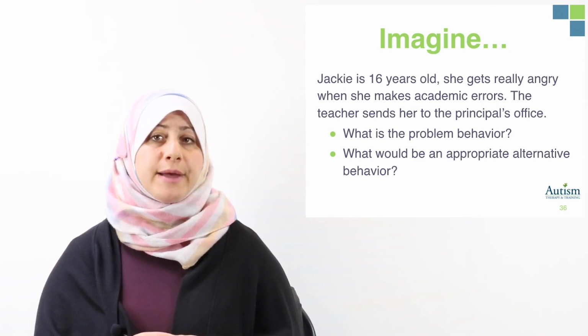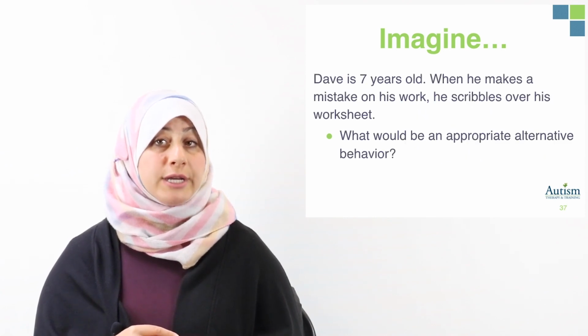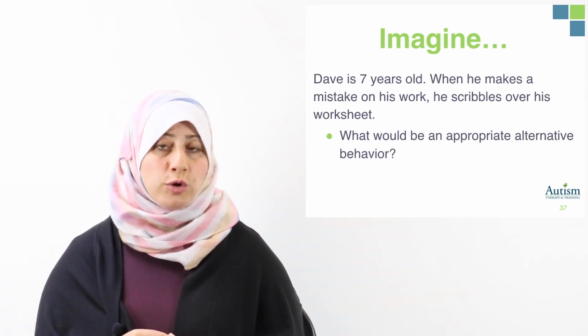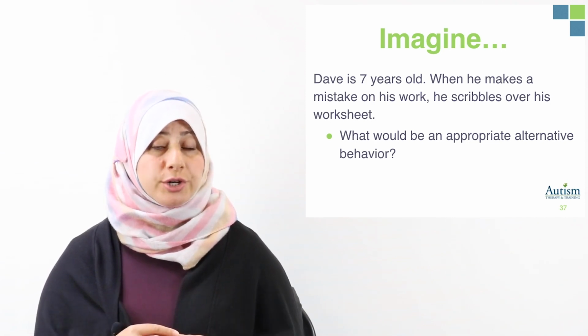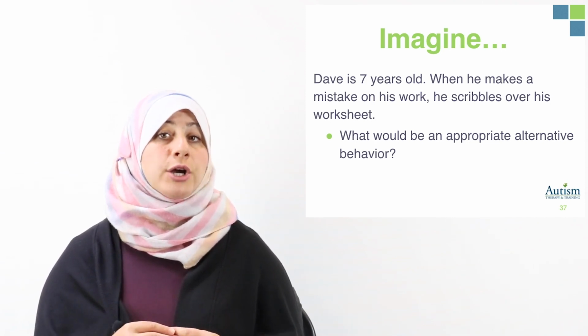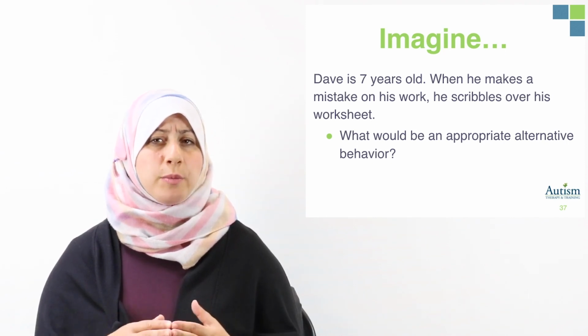Okay, so here's another example. Dave is 7 years old. When he makes a mistake on his worksheet, he scribbles all over the worksheet. The behavior analyst suggested a DRA procedure. What would be a good replacement behavior? So think about this for a moment.